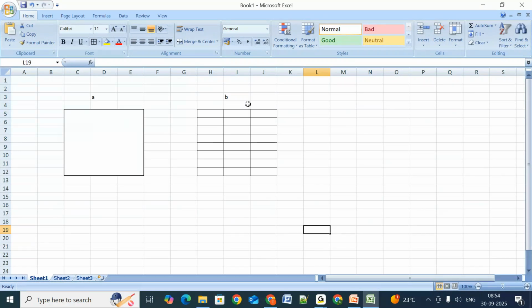It's not a table. Now these vertical ones are nothing but columns, and these horizontal ones are nothing but rows or records. In general, in the industry, we generally call them records, but it's completely fine.